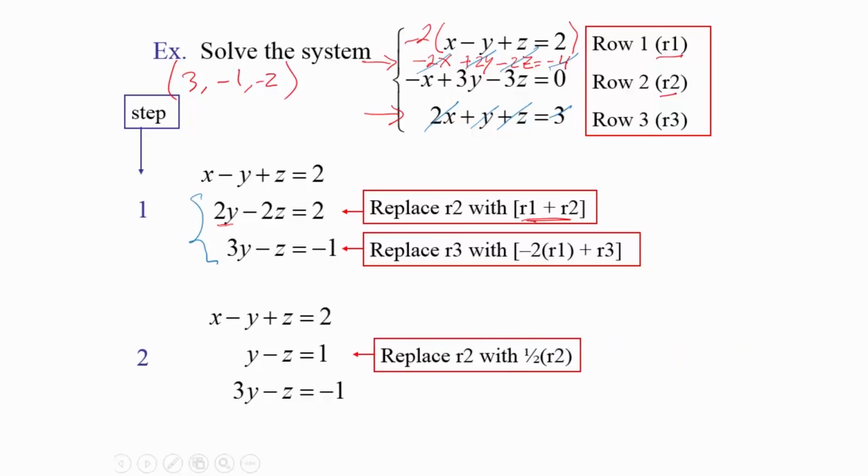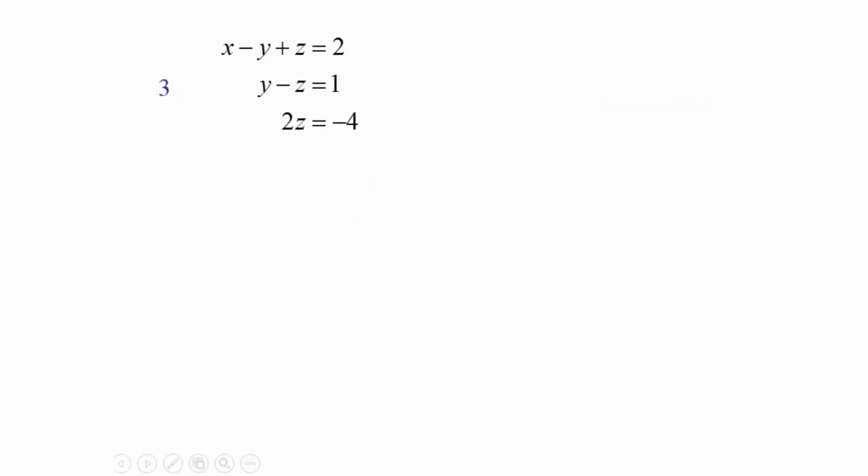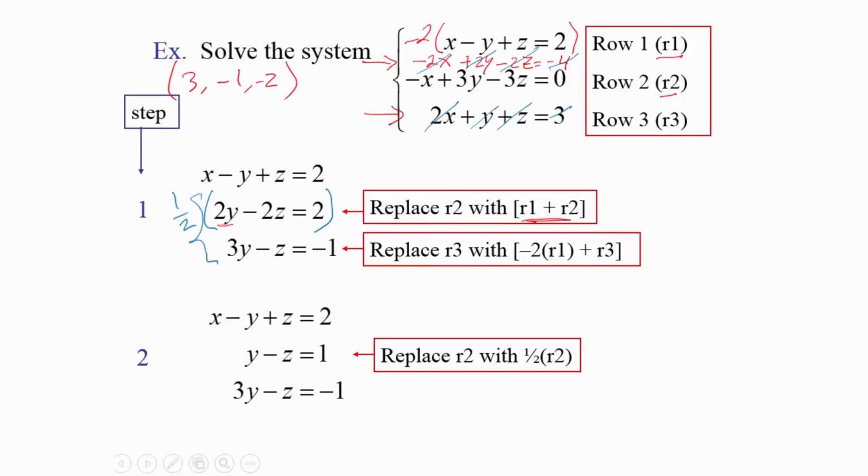So what they do? Replace R2, which is this one now, with half of R2. So you multiply everything here by 1/2. So 1/2 times 2y is y. 1/2 times minus 2z is minus z. 1/2 times 2 is 1. That takes care of this. Here, 3y minus z, they write it as is.